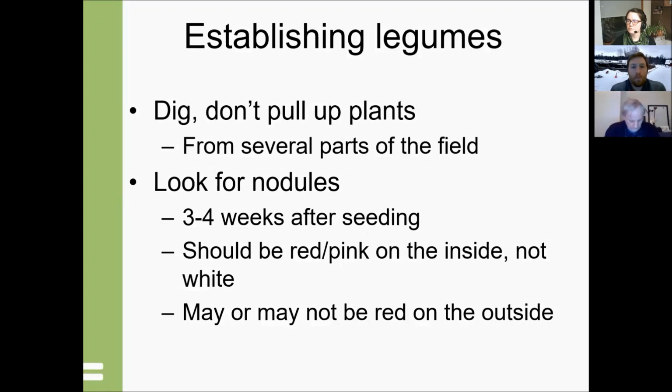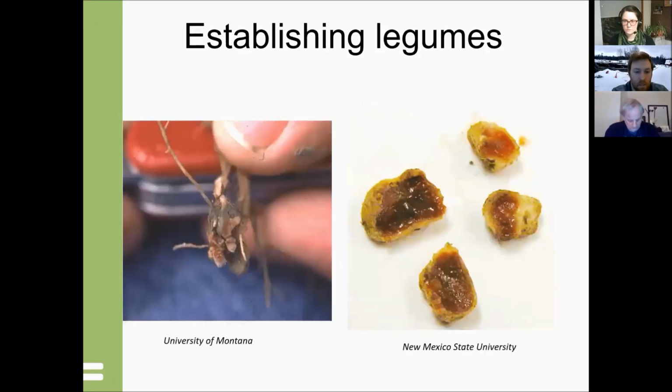While you're establishing, to make sure the inoculation process is going well and nodules are forming, the easiest thing to do is to dig up some plants from several parts of the field and take a look. Of course, you don't want to pull these plants up, because then you're going to destroy the roots and not get any nodules anyway. You want to do this around 3 to 4 weeks after seeding, and look on the inside of the nodule to see if it's pink or red. Don't look on the outside, because it may or may not be red. To give you an example, I believe these are alfalfa roots on the left. You can see those are red on the outside.